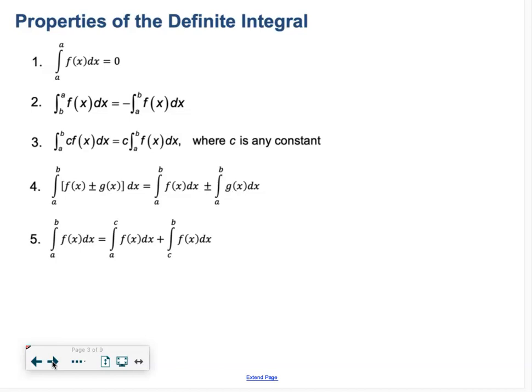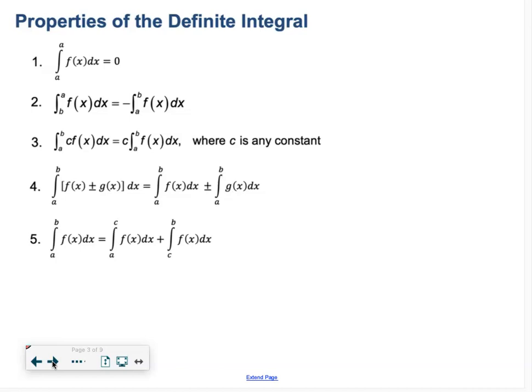So the integral from a to a, remember that a definite integral represents net area under a curve, or between the curve and the x-axis. So if you're going from a to a, some number to the same number, there is no area. Technically, a line has no area because a line has no width. So I know it seems weird, but it is true. So the integral from a to a is 0.